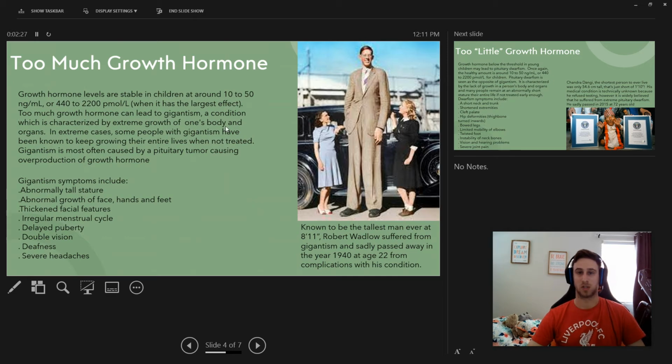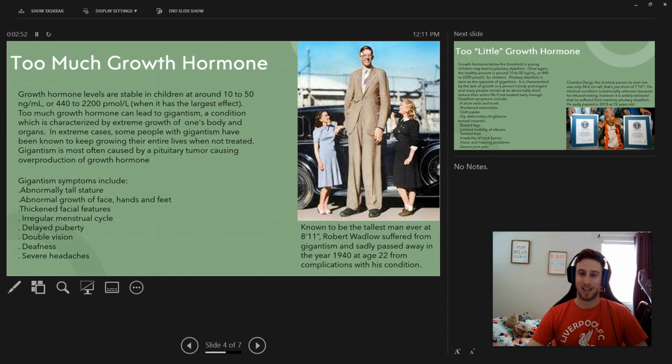Gigantism, when it's too present in children, it will start to lead to extreme growth of the body. Some of the symptoms include being abnormally tall, as we can see here. It's going to have thickened facial features. It can interrupt the menstrual cycle in women. It can delay puberty, and it can lead to even deafness, vision issues, and severe headaches.